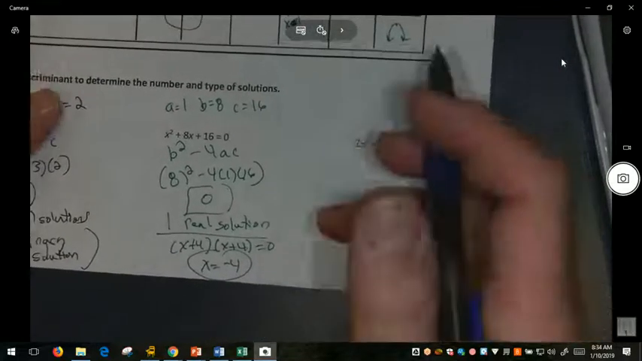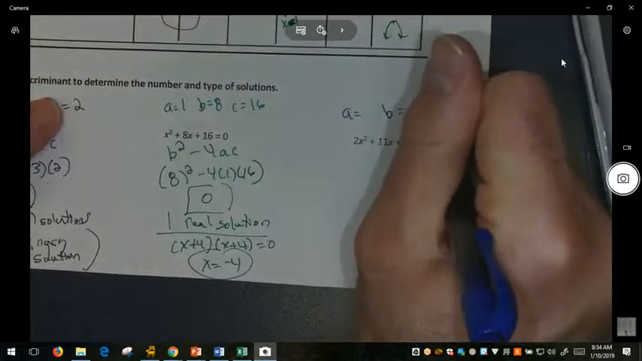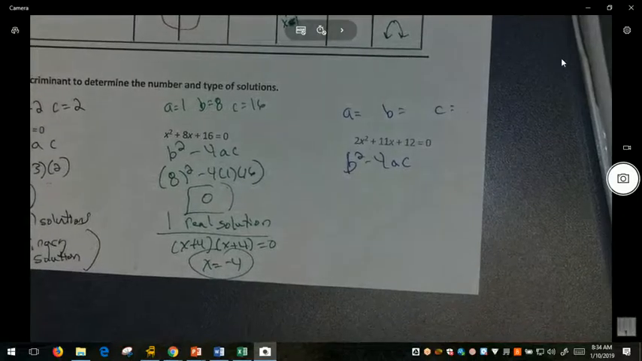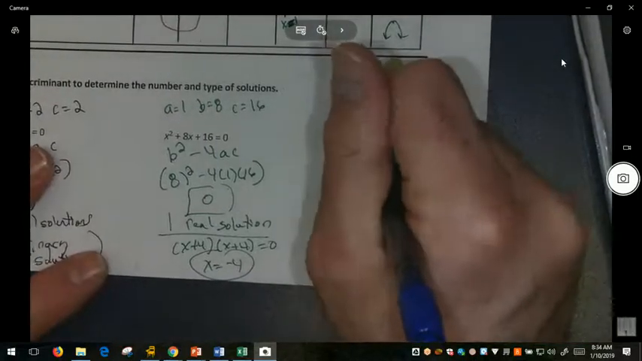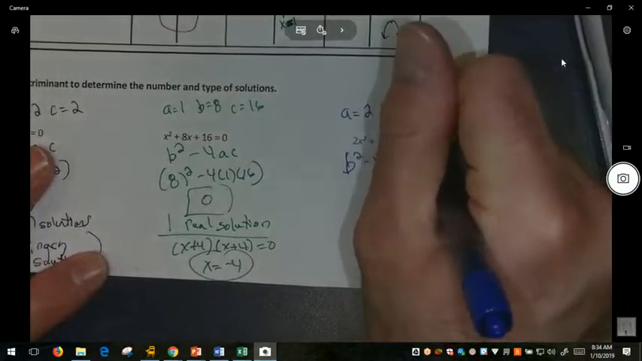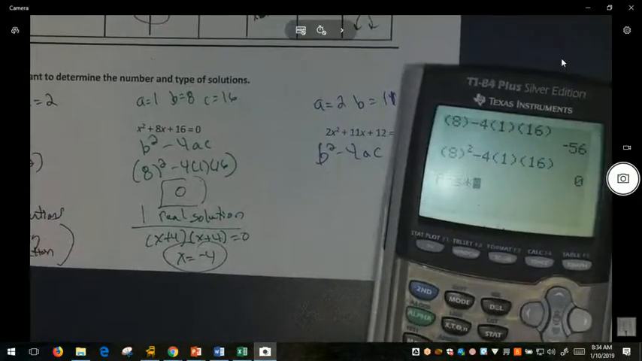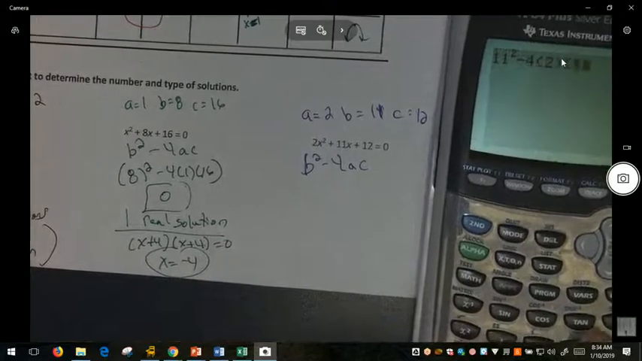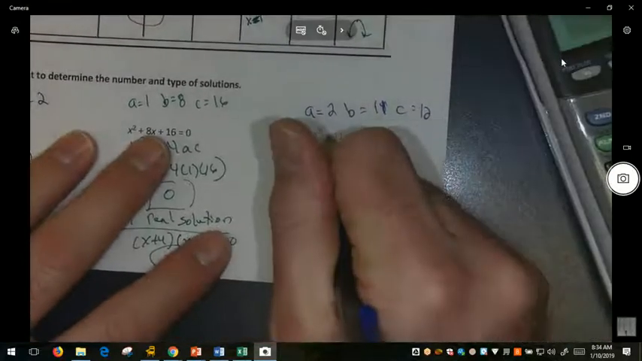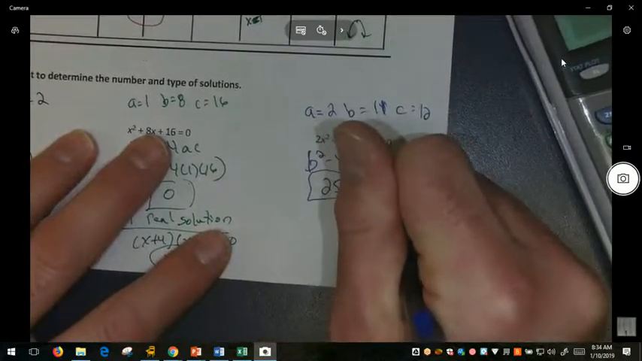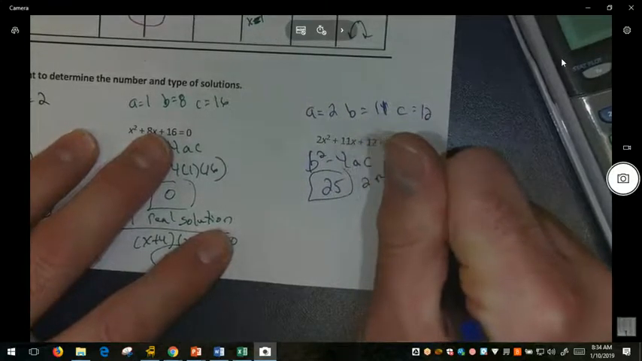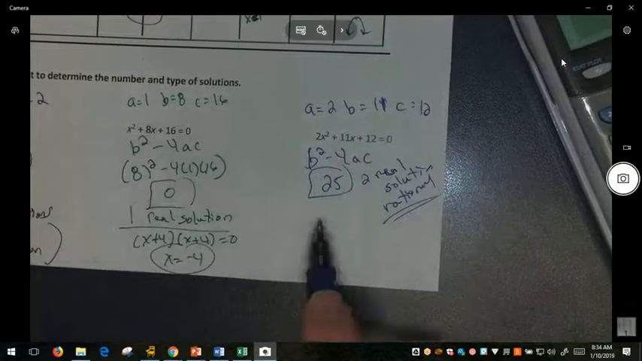Please take a second to see if you can find the discriminant using the values of A, B, and C. So pause the video and see if you can find the discriminant. Value of A was 2, value of B was 11, value of C was 12. When you plug this in, we have B squared minus 4 times A times C, which is 25. So we do have two real solutions, and they're going to be rational solutions because it's a perfect square.